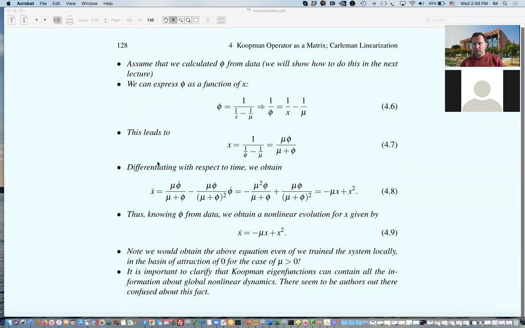And this is where I'm going to stop today and discuss numerical implementation in the next lecture.